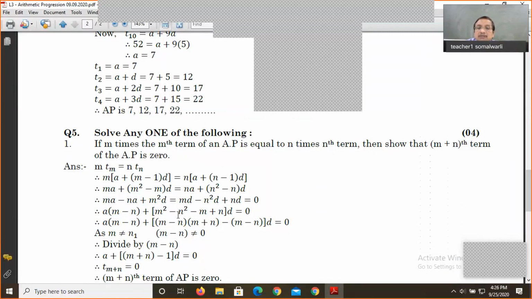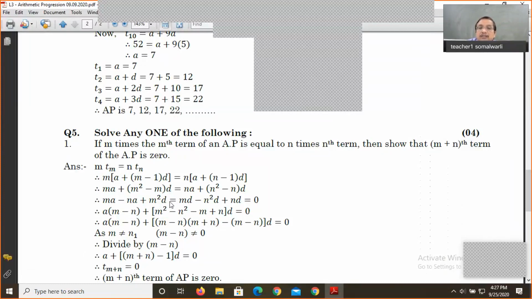Here m square minus n square is (m minus n) into (m plus n). So just taking m minus n common and dividing by m minus n, it gives a plus (m plus n minus 1) into d is equal to 0. So it is just simplification of these terms. Dividing by m minus n, we got a plus (m plus n minus 1) into d is equal to 0, and this is nothing but the (m plus n)th term, and that is equal to 0.